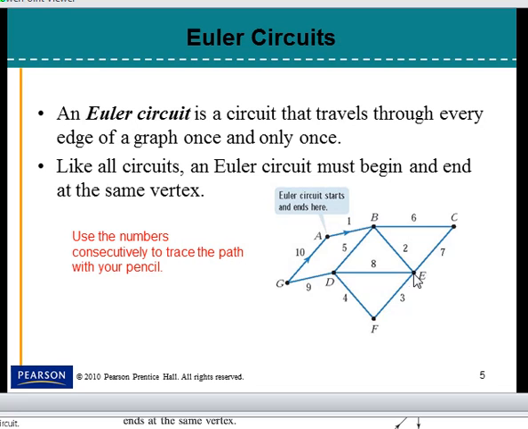Then we go from E to D, that's number 8. Then we go from D to G, that's number 9. Then we go from G to A, and that's number 10. We end up where we started. And once again, this is an Euler circuit. For the Euler circuit, you go through each edge once. Additionally, you have to end up where you start.